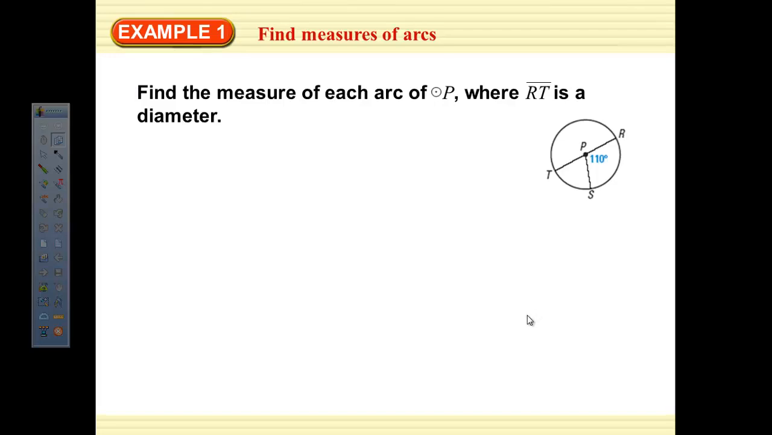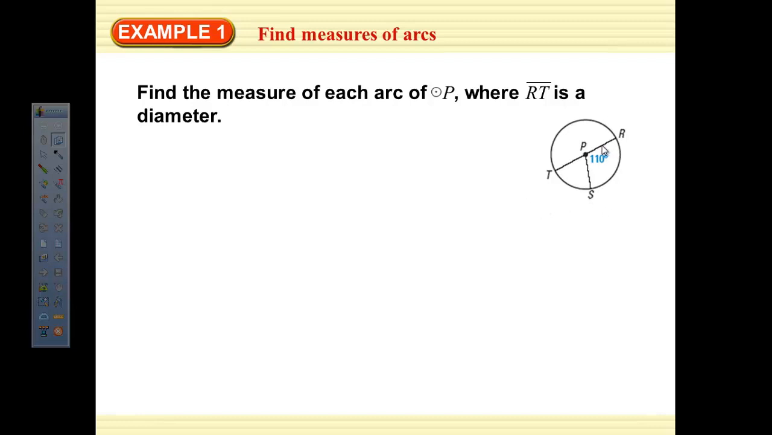We're now looking at arcs, the idea of an arc, which is part of a circle. So for example, RS would be an arc, ST would be an arc, and RT would be an arc as well. We're looking at central angles, and we're also looking at minor arcs and major arcs here.